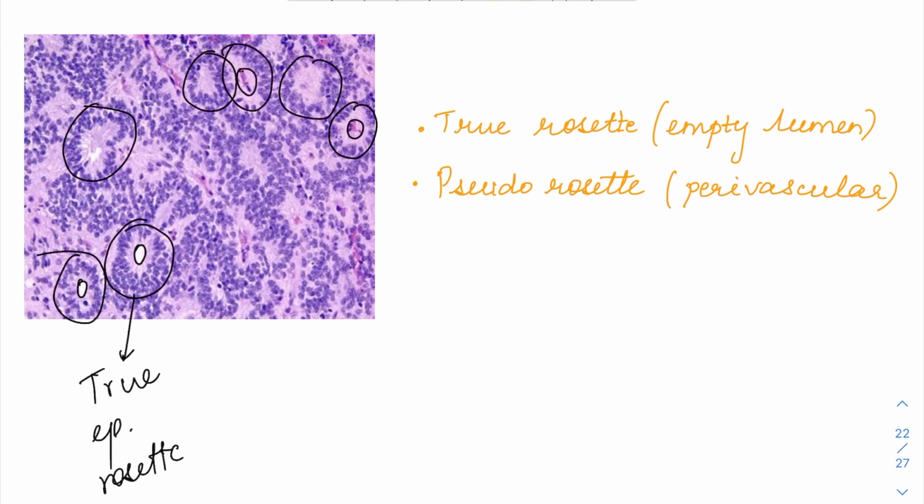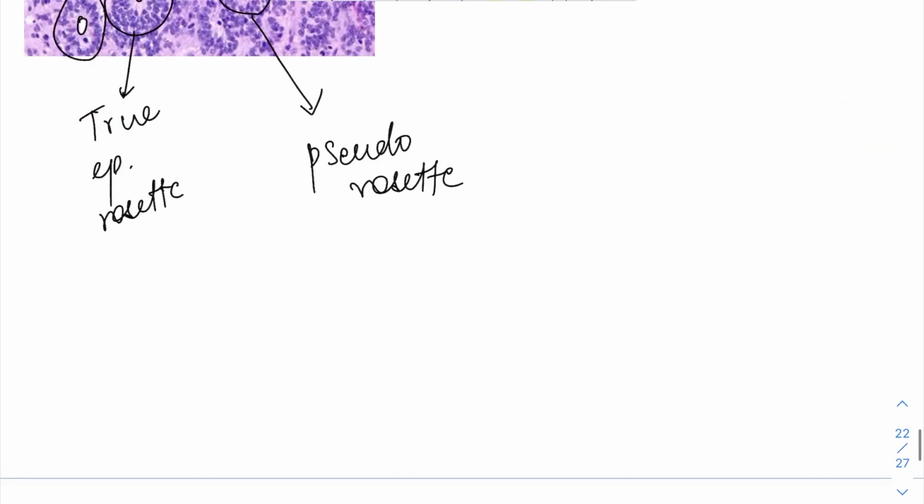So here also we have a vessel in between, and here again we have a vessel in between. So these are the pseudorosettes, which have a blood vessel in between. So both true and pseudorosettes are present in ependymoma.